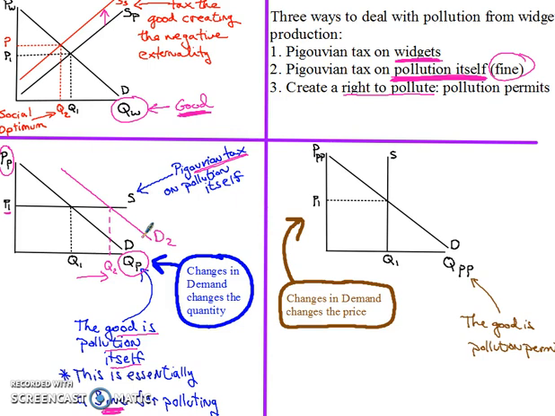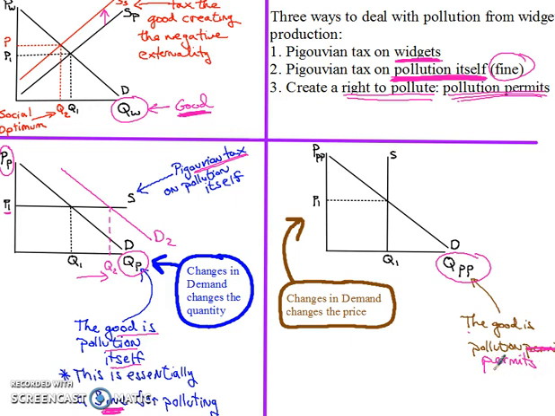Now, that takes us to our third way of dealing with pollution, and that is to create a new private property right. We're going to create a private property right called pollution permits. We're going to issue permits, and you cannot pollute without the permit. Now, I'm sorry, down here this is cut off, so let me fix that. The good itself is pollution permits.